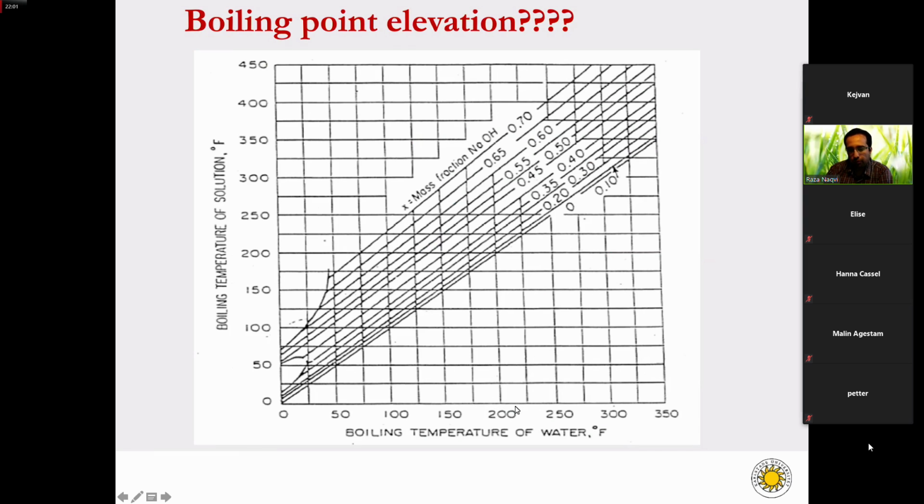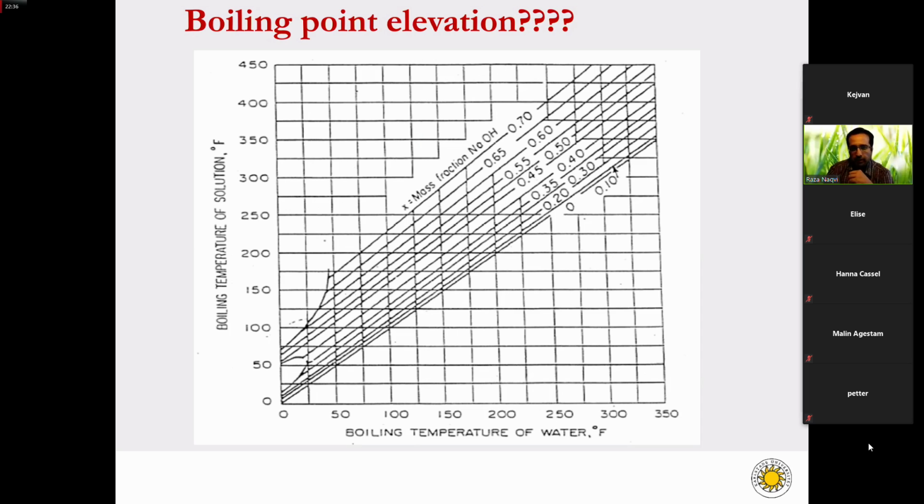So we start from 200 Fahrenheit, we go up till 0.70 mass fraction of sodium hydroxide. So it means the boiling point of the solution will not be 200 degrees Fahrenheit, and it will be around, let's say, 340 or 345 degrees Fahrenheit, right? So if you have a higher concentration of the solute in the solution, the boiling point of the solution is much, much higher than the boiling temperature of the water.